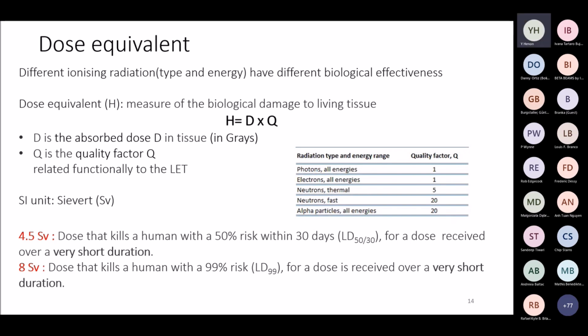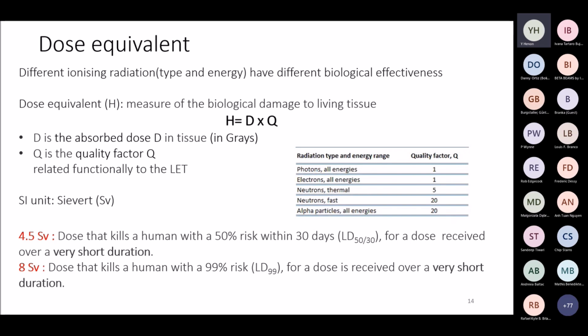Actually, when the quality factor is 1, it's going to be the same number as the number of grays. So for humans, you see that the doses that are lethal are very, very low. Less than 5 sieverts will be enough.